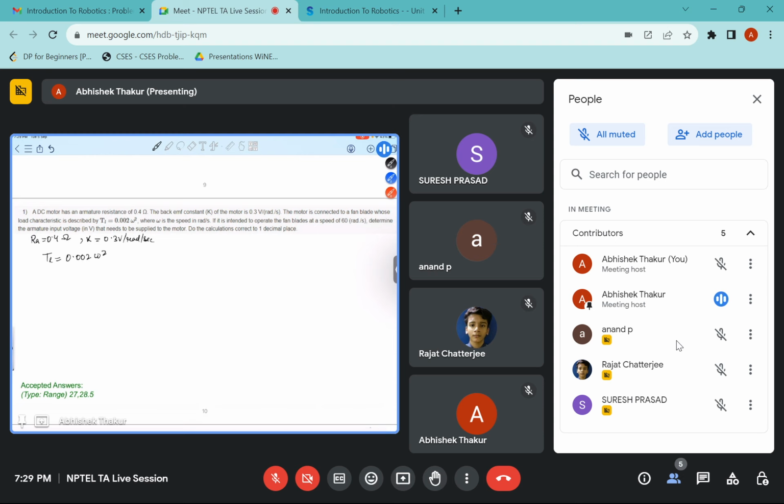So in this question, omega is the speed in radian per second, and it is intended to operate the fan blades at a speed of 60 radian per second. So here omega is also given, that is 60 radian per second. We have to find the armature input voltage, that is VA, that needs to be supplied to the motor, and do the calculation correct up to one decimal place.